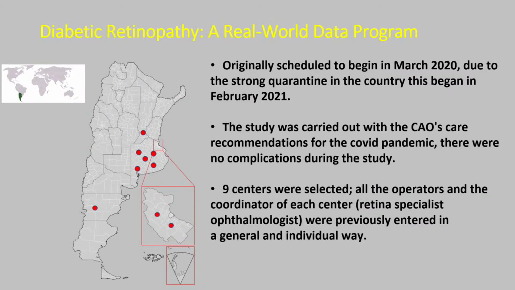Well, this was the number of centers. There were 9 centers, distributed between Santa Fe province, Buenos Aires City, and Chubut. So we collected this data. At the beginning, this study was prepared in 2020, but because of the quarantine, we started in 2021 to collect the data.